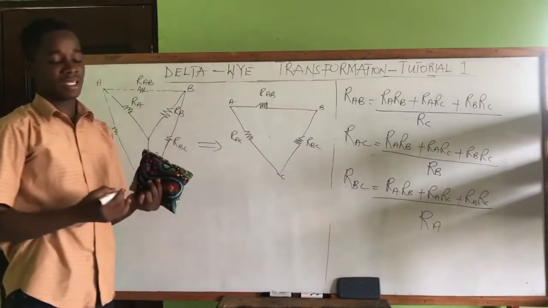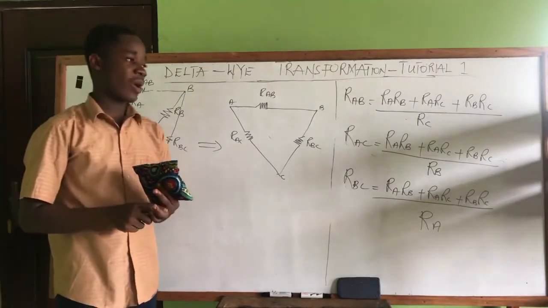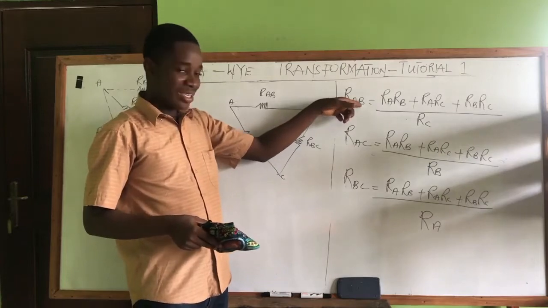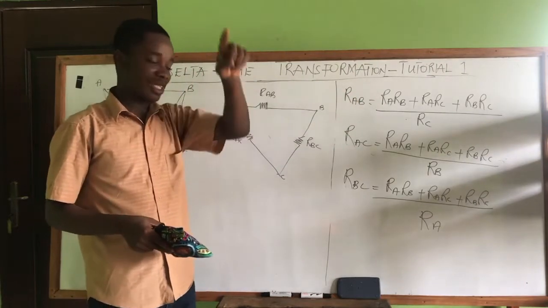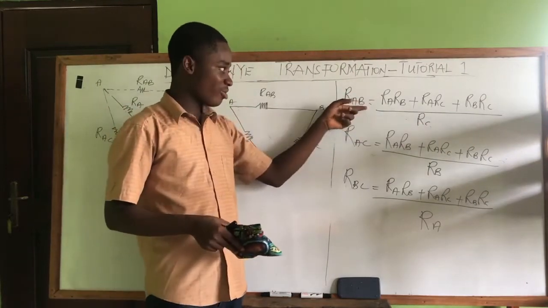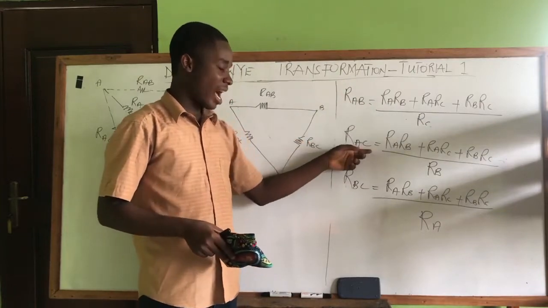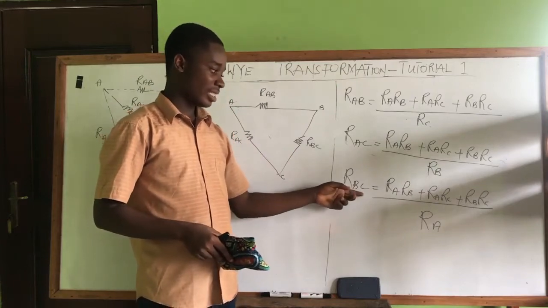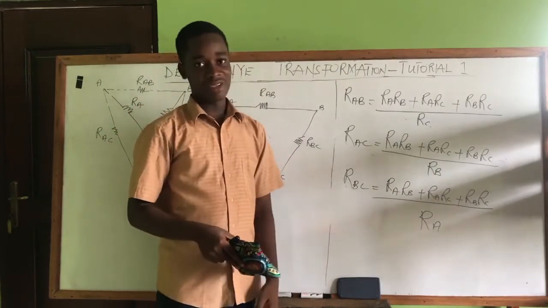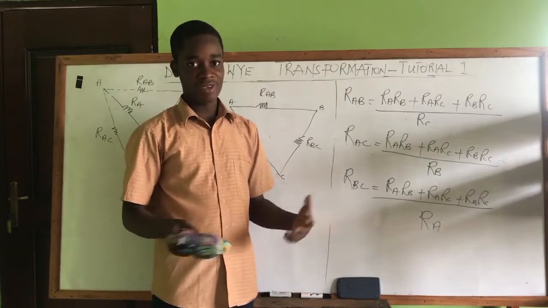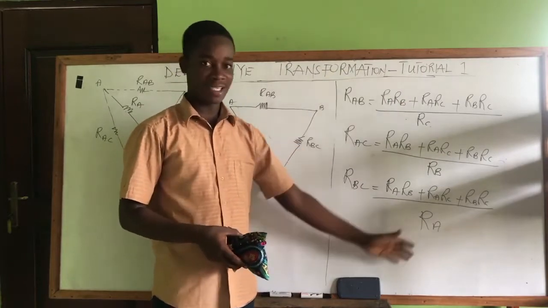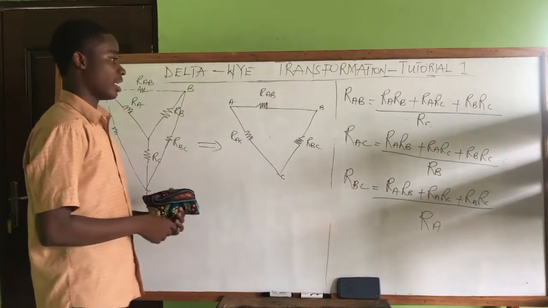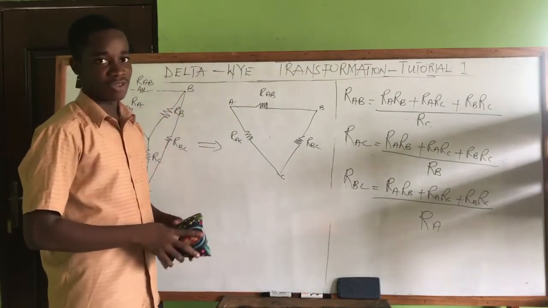Good. So this is the formula helping us to convert a Y to a delta. You can see if I want RAB, I'm dividing by the other point, which is C, so I'm dividing by RC. If I need RAC, I'm dividing by RB. If I need RBC, I'm dividing by RA. So you can use that one to also derive your equation. You need not memorize this formula. So now let's take one example and see how you can convert the Y to the delta.